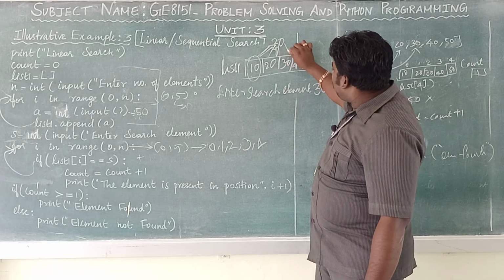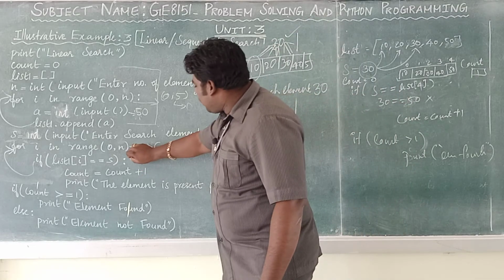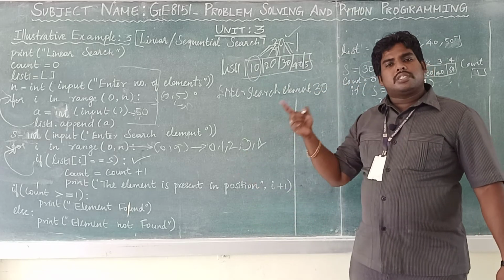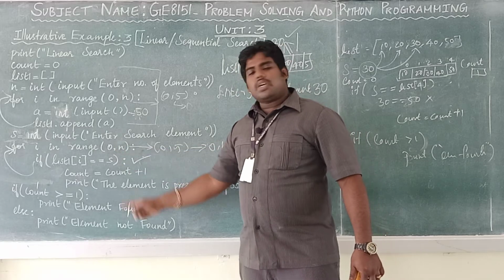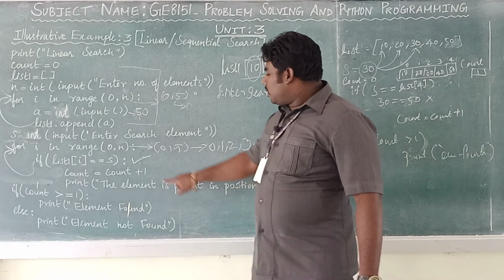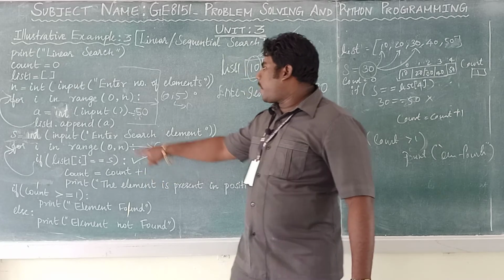So 30 equal to 30. Condition is true. List of 2 is 30, search element is also 30. 30 equal to 30, condition true. Once the condition is true, the counter value will be increased. Count equal to count plus 1.